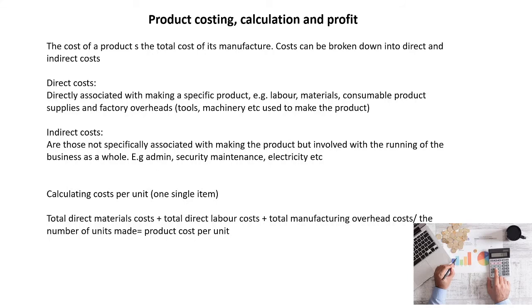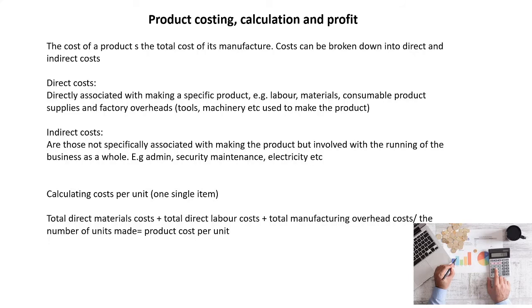The last thing we need to go over for marketing, so you understand how companies promote and sell themselves, is how you calculate costs and profit. The cost of products and manufacturing can be broken down into 2 things: direct costs and indirect costs. Direct costs are associated with making a specific product. That could be the labour, so you physically doing it, the materials, consumable product supplies, and factory overheads, so things like tools and machinery.